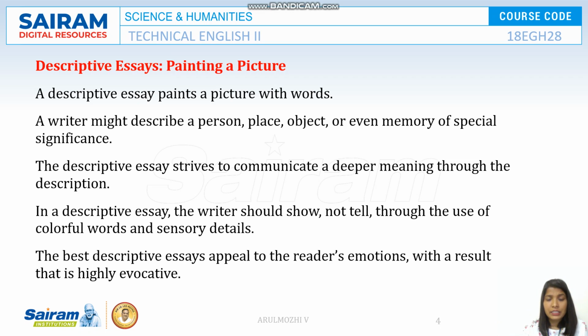A writer must describe a person, every detail of a person, how her eyes looked, how her hair was, what was her color, and the pose, how she was sitting, the place, the object, even a memory of special significance. He would describe it in a vivid manner. This descriptive essay strives to communicate deeper meaning through these descriptions.